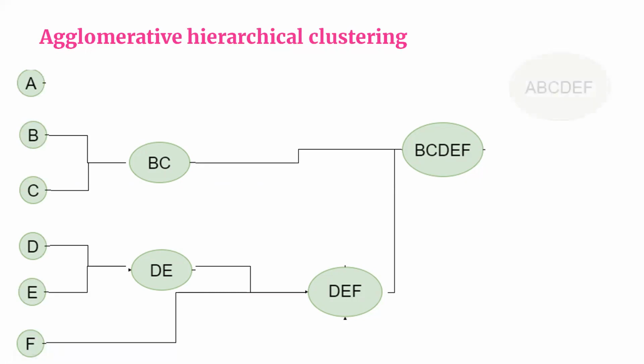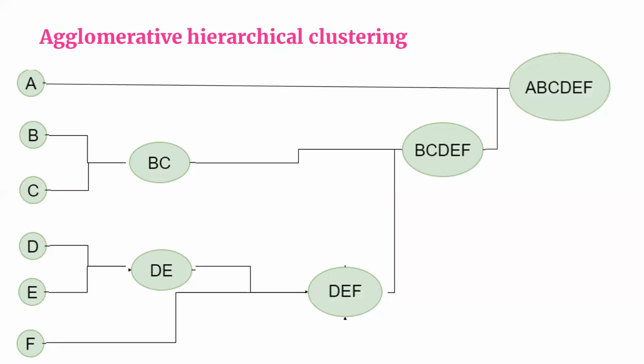Later, in the last step, all the data elements A, B, C, D, E, F together form a single cluster. That means that what we have done in agglomerative clustering, see, in step one, we have considered each and every point, each and every data element, as a single cluster.